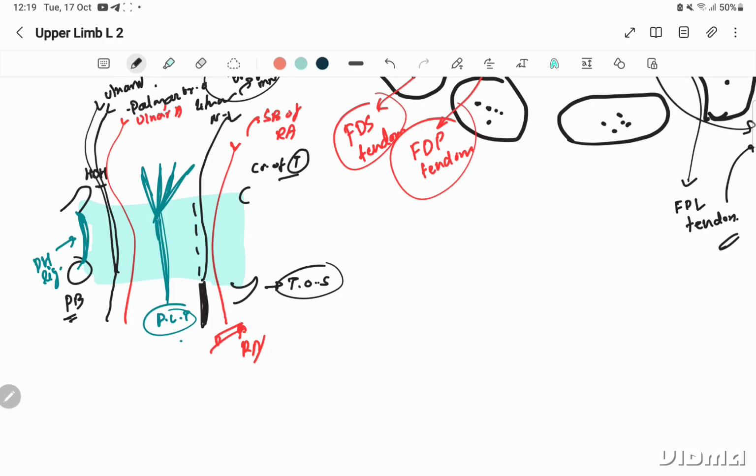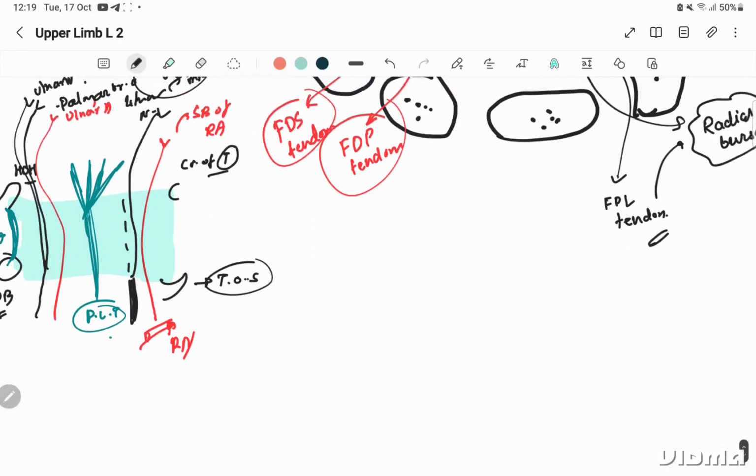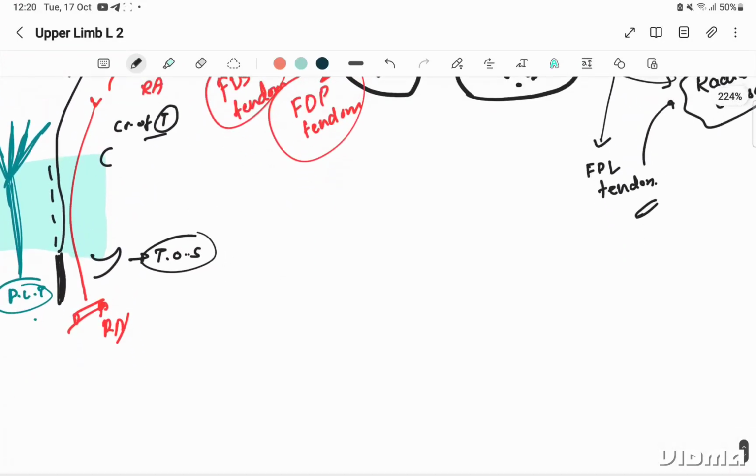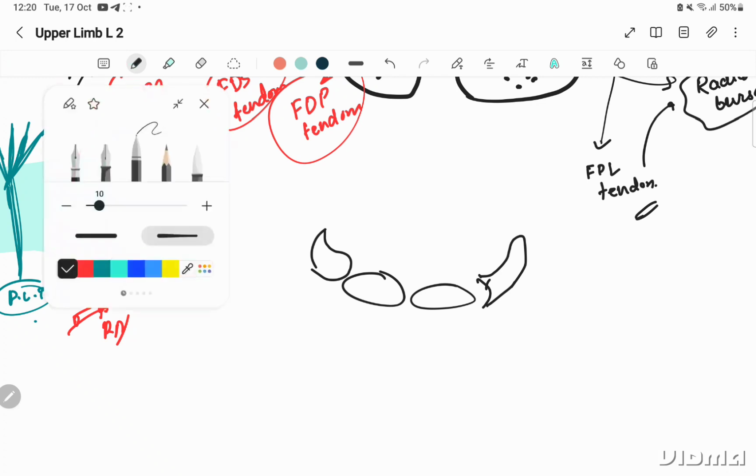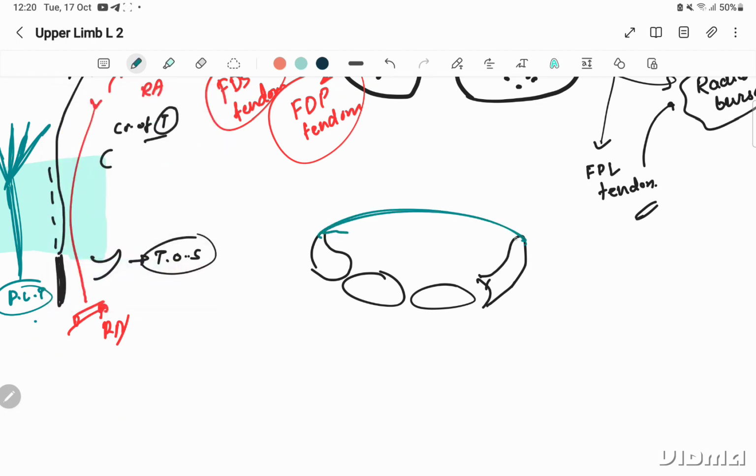Now, so these are the structures, and let's discuss the cross section of the palmar flexor retinaculum. So here let's draw the carpal bones first, the cross section of the carpal bones. Okay, I drew the cross section of the carpal bones. And let's attach the flexor retinaculum now. So this is the flexor retinaculum.